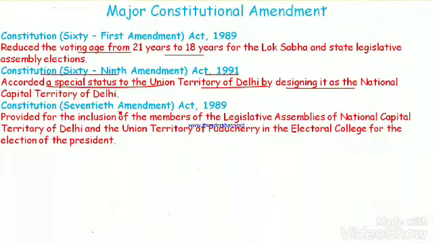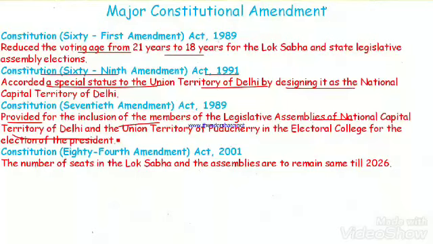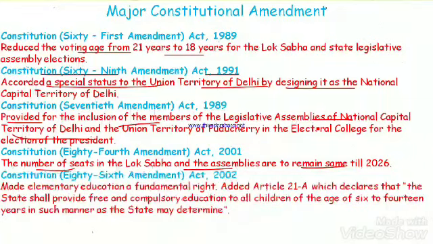Okay. Now let's talk about the Constitution 70th Amendment Act, which provided for the inclusion of the members of the legislative assemblies of the National Capital Territory of Delhi. Okay, now let's talk about the Constitution 84th Amendment. The number of seats in the Lok Sabha and Assembly are to remain the same, meaning no increase in the seats according to the 84th Amendment.